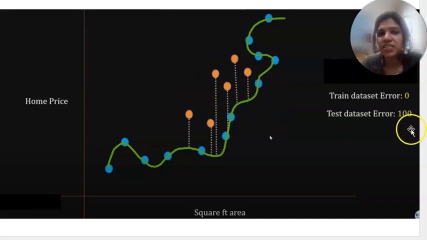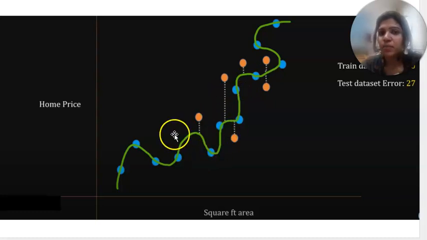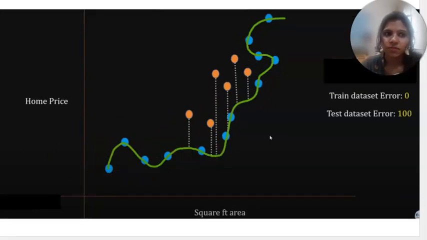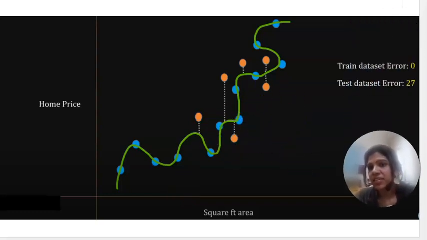So here the test data set error will become 100. So what happens for this figure? If my generalized model is changed a little bit like this, it has taken some other points from here to here, some data points have changed. So what happens? My trained data set error is 0 itself, because this is the trained data set, but the test data set error is reduced but not 0. It has become 27 in this way.